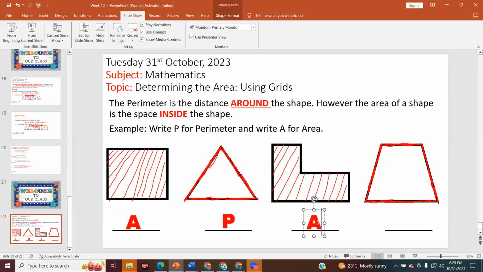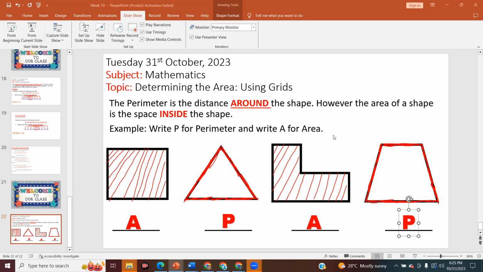P. Think it's P? It is P. We don't think, we know. Okay, why do you know it's P? Because it's around. Very good, because it's the distance around the shape. Let me check what the rest of the answers said. P, P, P, P, P. Most persons saying P. Kaden, you got P right this time. P. All right.